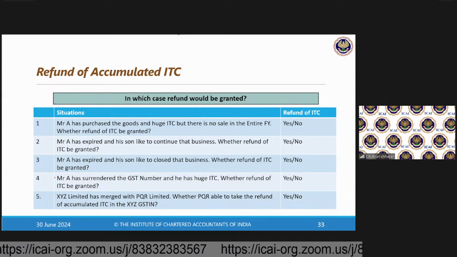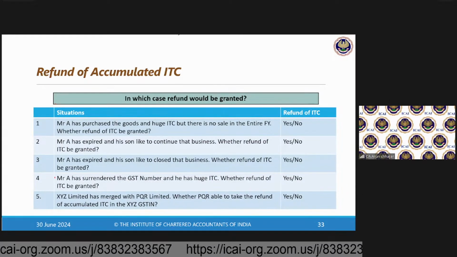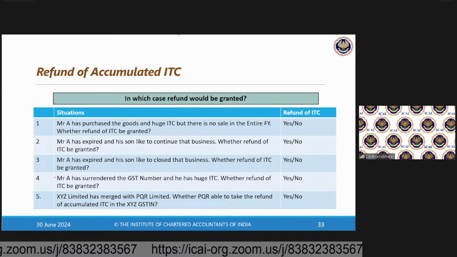We have moved to the new chapter, that is refund. The question is in front of you. Kindly tell me in which case refund of ITC would be granted.